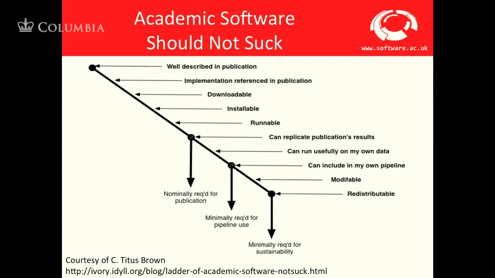And we should be making things available so that it can be reused by others to improve the efficiency and accuracy of our research. So he posited this ladder, and he has things such as downloadable, installable, runnable, and being able to replicate the publication's results, all as prerequisites for publishing.